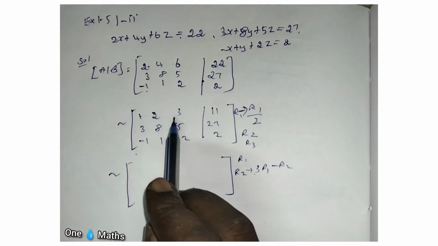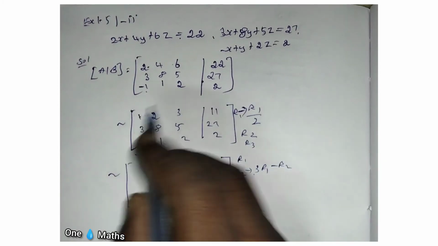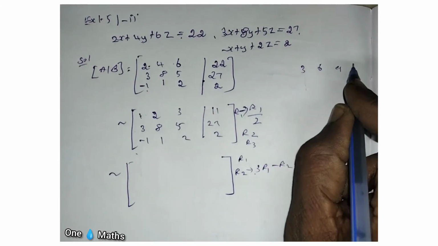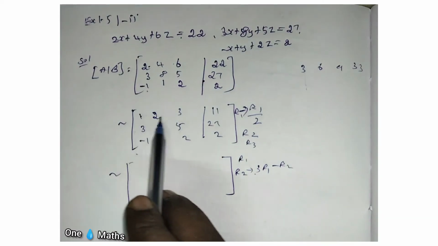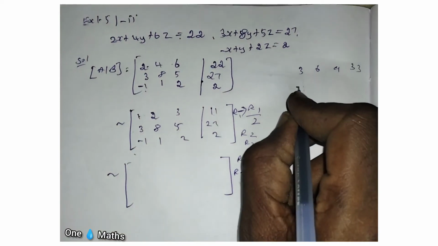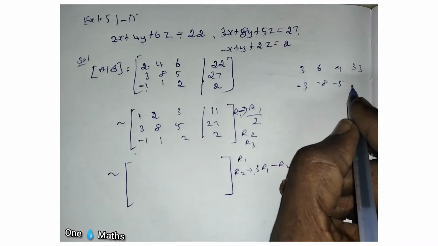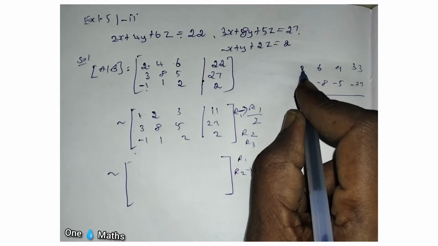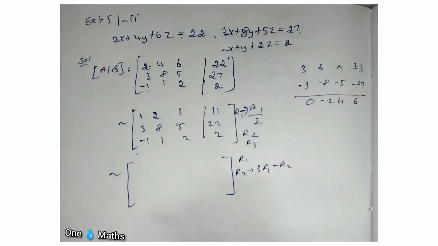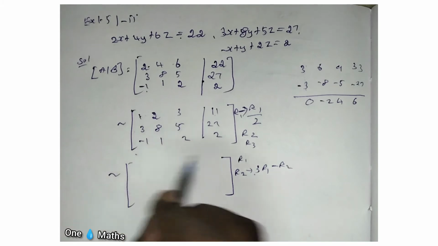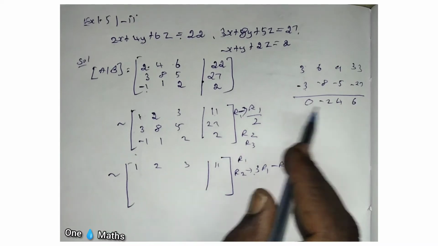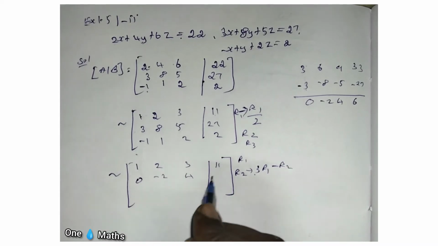Now take 3 multiplied with the entire R1. We can do the rough column also, no problem. 1 into 3, 3. 2 3s are 6. 3 3s are 9. 11 3s are 33. So R1 multiplied by 3, then minus R2, so R2 multiplied by minus 1: minus 3, minus 8, minus 5, minus 27. Now plus 3 minus 3 becomes 0. Here minus 2, and 4, and here 6 will come. Then write the first row with no change: 1, 2, 3 and 11. In the second row write these values: 0, minus 2, 4, 6.